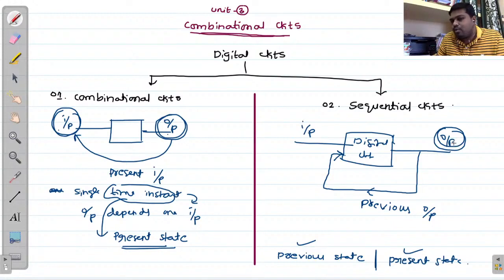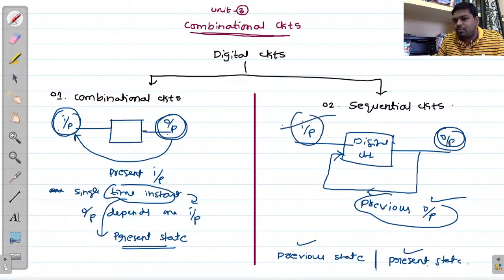So that output depends on this previous output, that is called previous state. Previous output in the sense of previous state. And current input, this is current input. Current input means what?